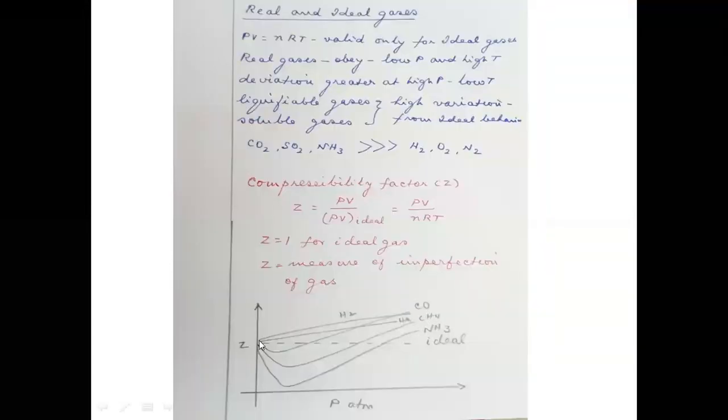For methane, the same trend is seen. For carbon monoxide, the same trend, but the dip is smaller. But for helium and hydrogen, it is not going down at all. It does not become less than 1. It is always positive, almost parallel to the ideal at our normal temperatures. So this is how the deviation is seen.